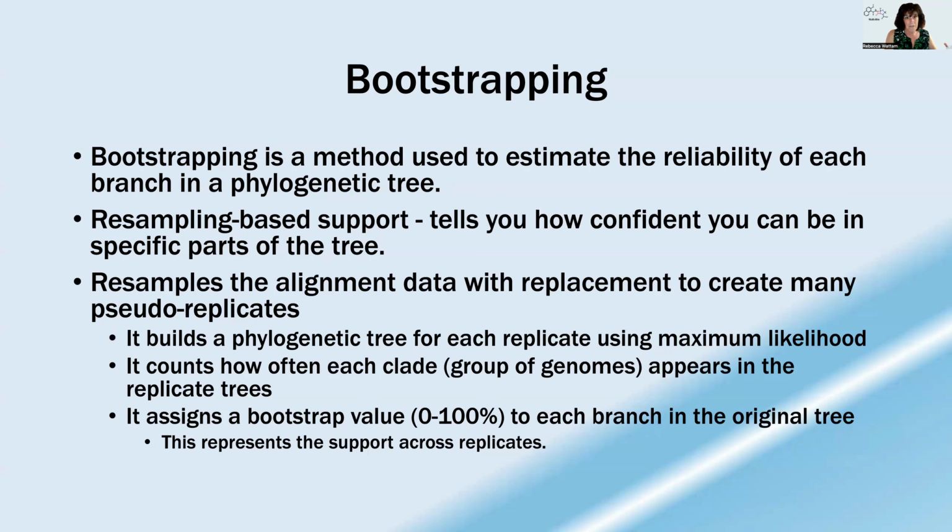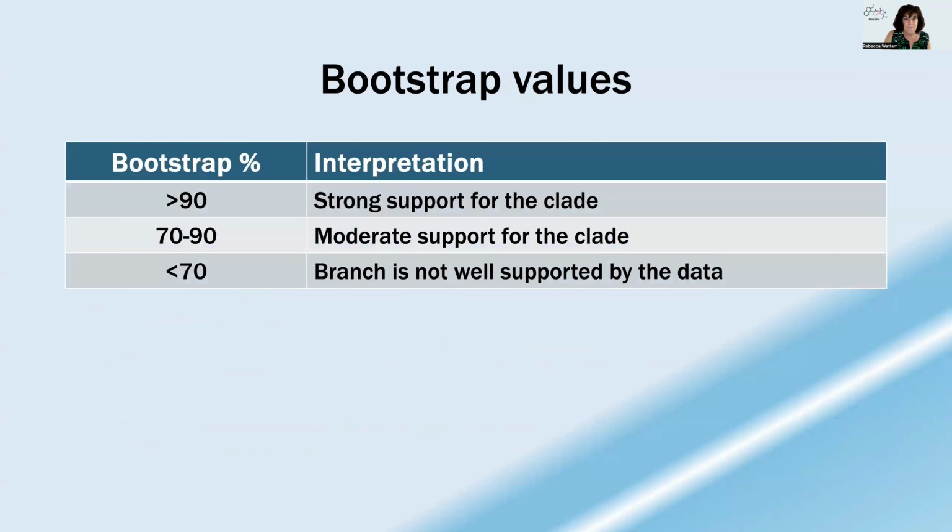And when it has all of these trees, it counts how often each clade, which is the group of genomes, appears in the replicate trees. So it's looking at this group that seems to be branching together into a group. How often do I see that every time I run these 1,000 different replicates? And so then it will assign a bootstrapping value based on how often it sees that these trees are replicated.